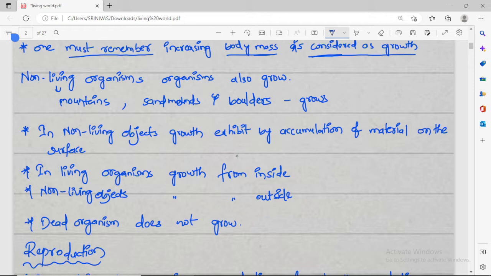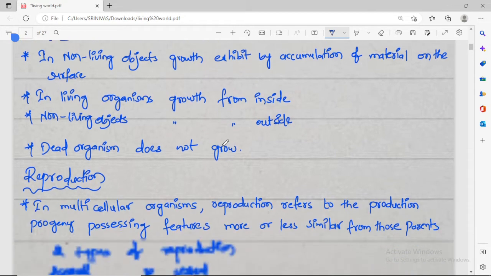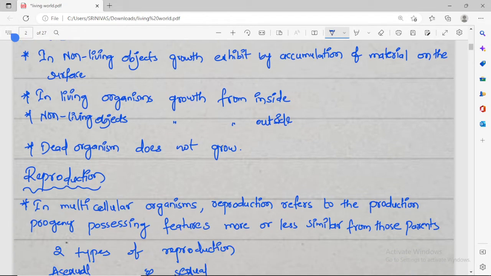Next point. Non-living objects also grow. How do they grow? For example, mountains, sand mounds, boulders. These are all growing. In non-living objects, growth is exhibited by accumulation of material on the surface.